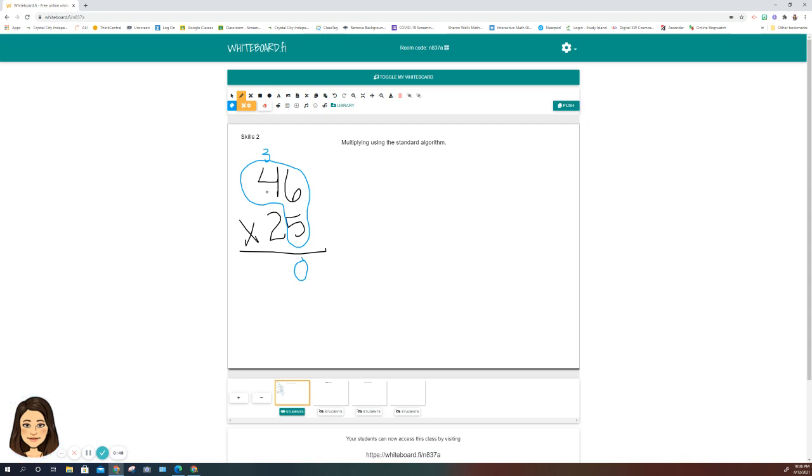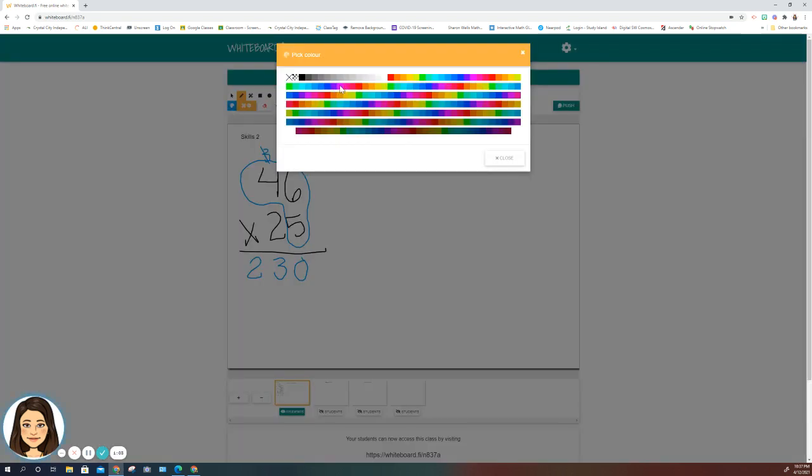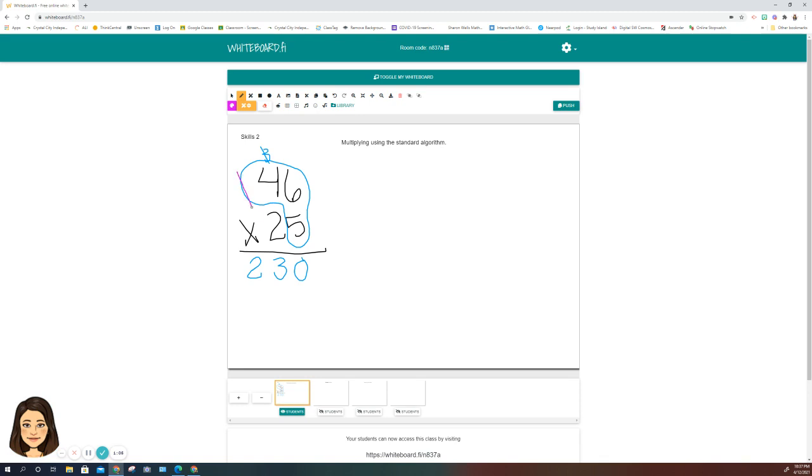You then multiply 5 times 4. 5 times 4, you're really multiplying 5 times 40. 5 times 4 is 20, plus 3 is 23. We then multiply 46 times 2. Drop your 0 in the ones place because we are now working in our tens place.